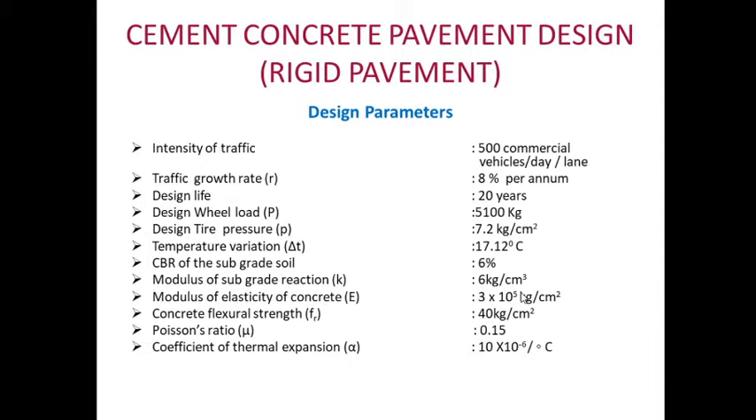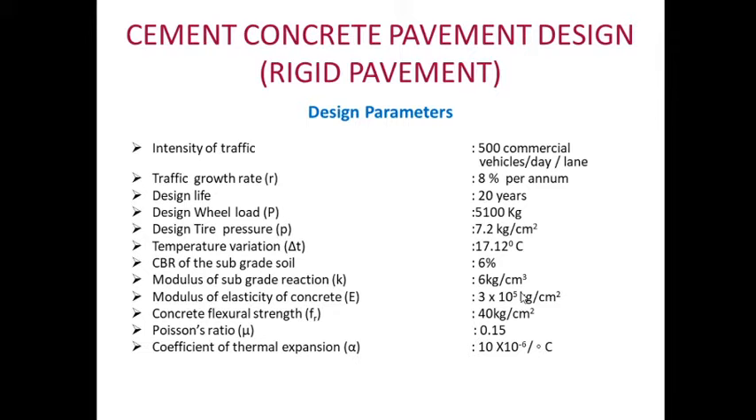This is the table given by IRC 58 1988. If CBR is 2%, then K, the modulus of subgrade reaction, is 2.08 kg per centimeter cube. If the CBR value is 3, the modulus of subgrade reaction is 2.77 kg per centimeter cube. Using this table, we are finding the modulus of subgrade reaction.